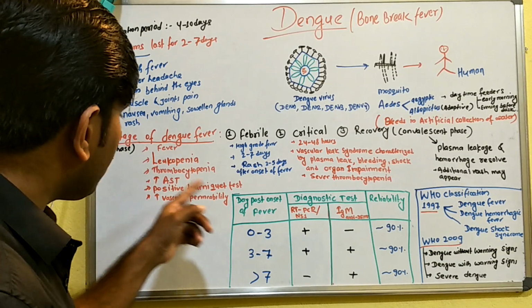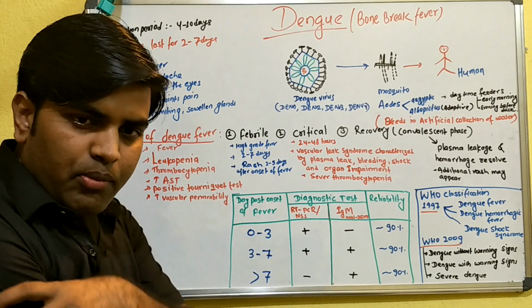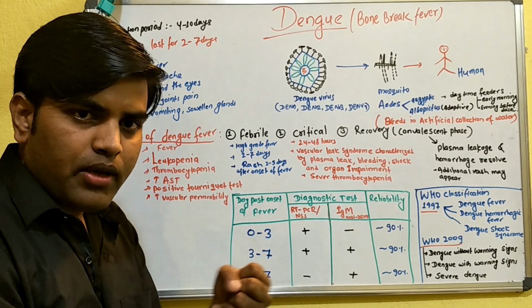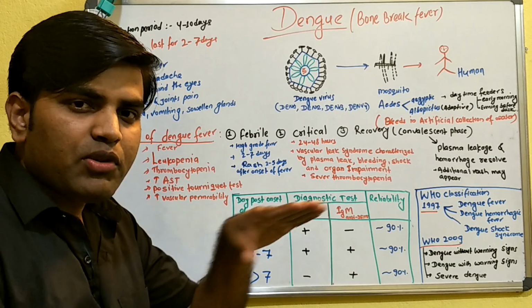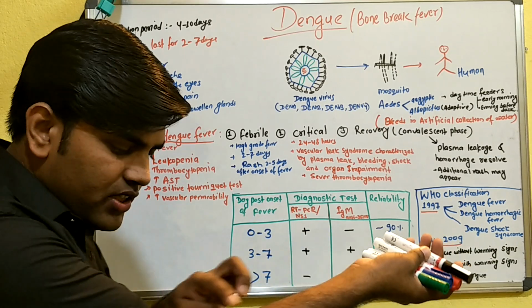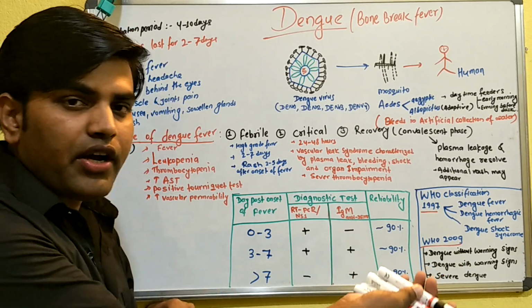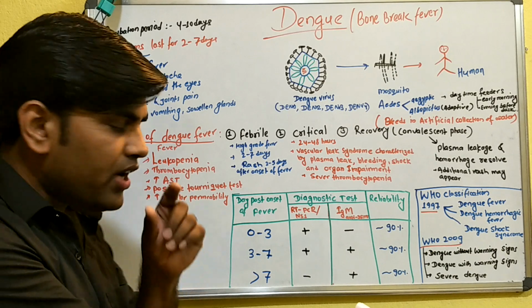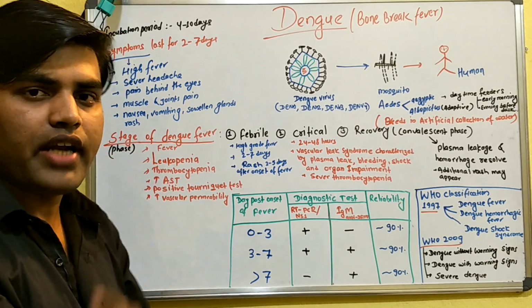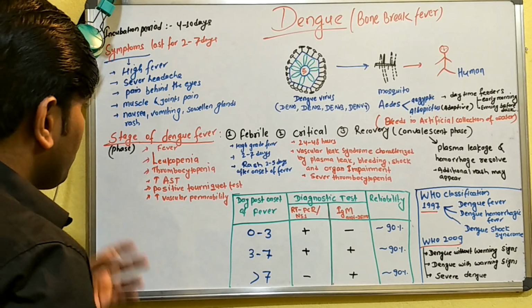Among these, I need to make you understand the positive tourniquet test. If you apply the blood pressure measuring cuff midway between the systolic and diastolic pressure, after 5 minutes you will find petechiae below that. If you apply it here, then petechiae will appear here. In 1 inch, if you are finding 10 petechiae, then it is dengue. Do you understand what I want to tell you?